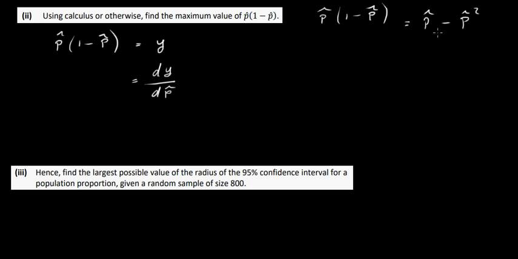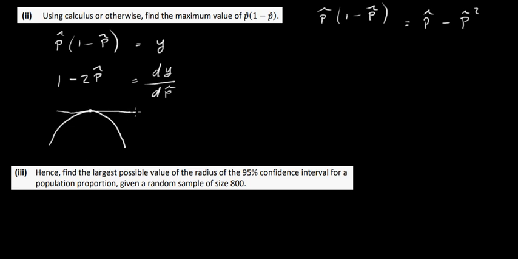So what happens when you differentiate that? Differentiate this, you'll just get 1. Differentiate minus p hat squared, that's going to be minus 2 p hat to the power of 1. So this is what you get when you differentiate it. We have to find the maximum value of this. We know that this is a negative quadratic, so it has a maximum value somewhere. So how do you find this maximum value?